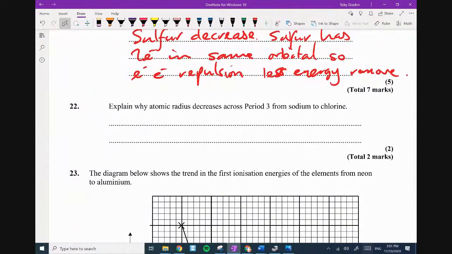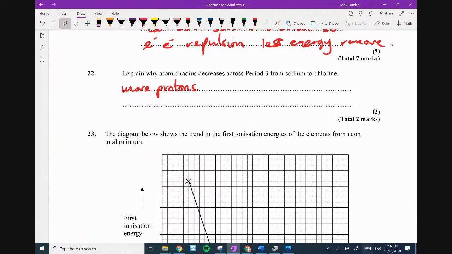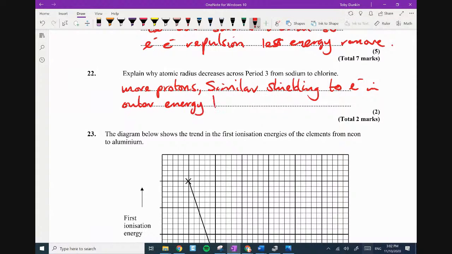Explain why the atomic radius across period 3, sodium to chlorine, decreases. Okay. More protons. Now, this is interesting. They've chosen sodium to chlorine. That's fine, it goes all the way. More protons, similar shielding. So electrons in outer shell, outer energy level, have greater attraction to the nucleus. More protons, similar shielding, greater attraction to nucleus.